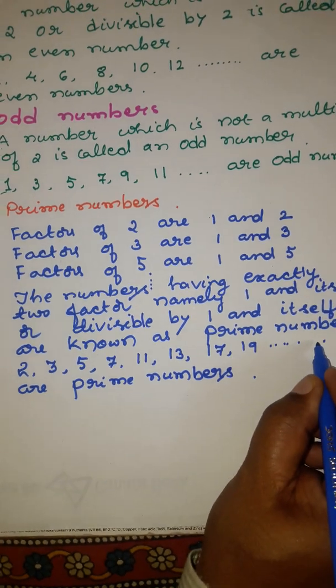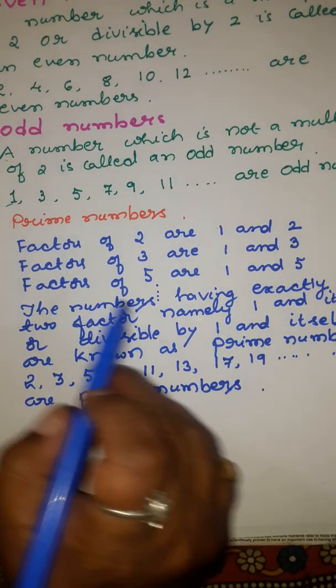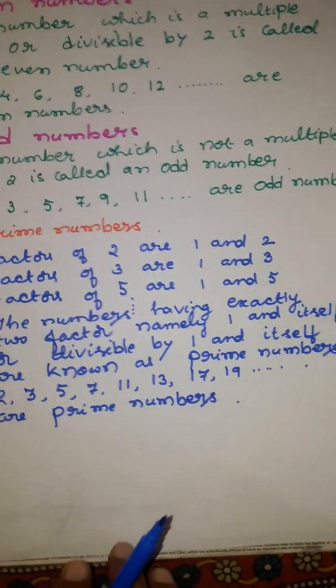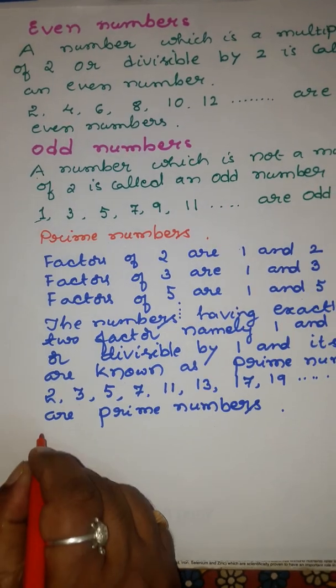So like that we have infinite examples for prime numbers. So you have understood the concept of prime numbers. Let us move to composite numbers.